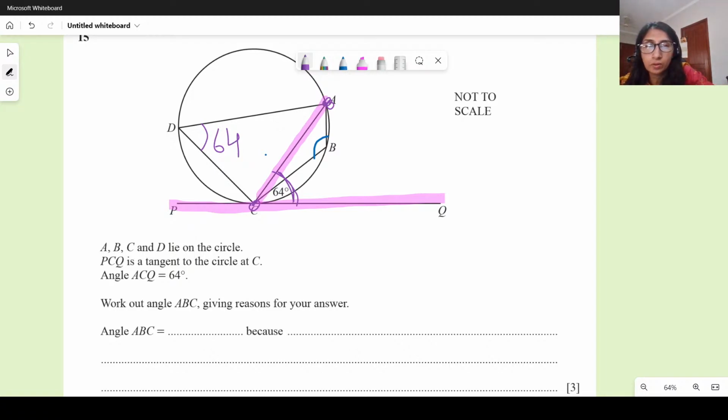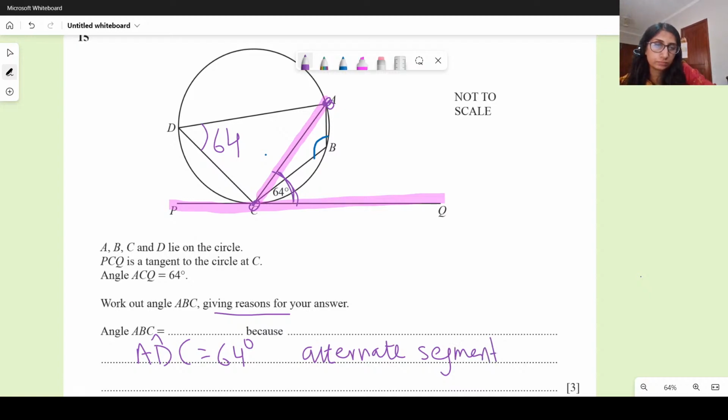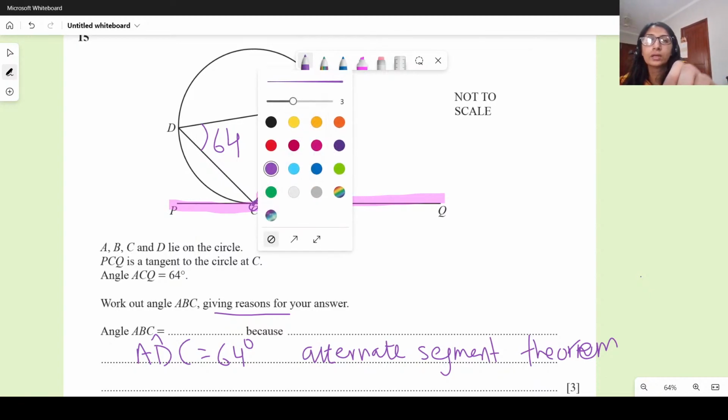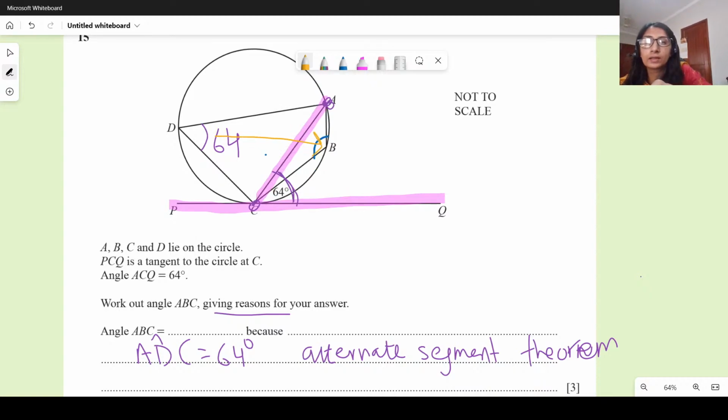So I'll first write that ADC equals 64. We have to give reason for your answer, and this is 64 because of alternate segment theorem. Okay, next I can find the opposite angle very conveniently, because the sum of these two angles is 180 degrees.